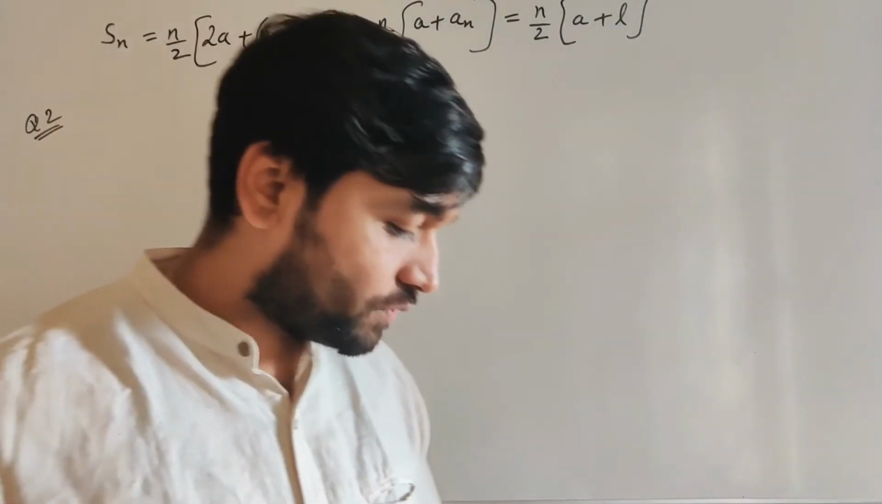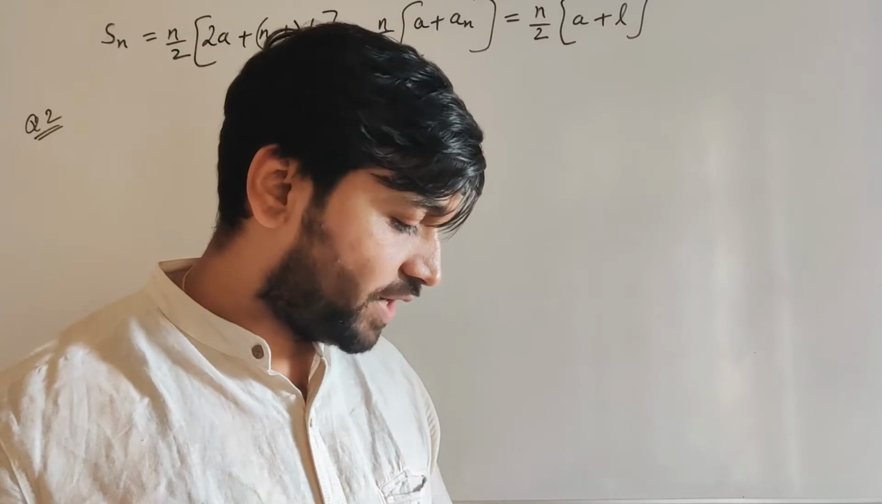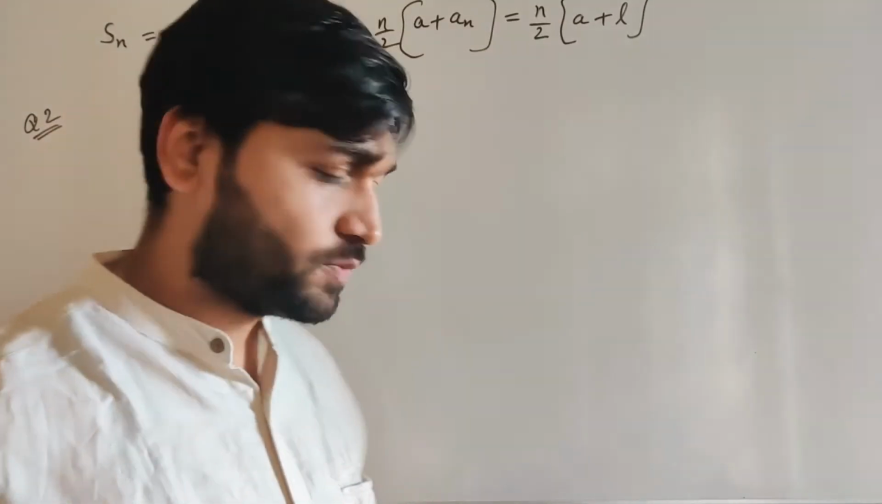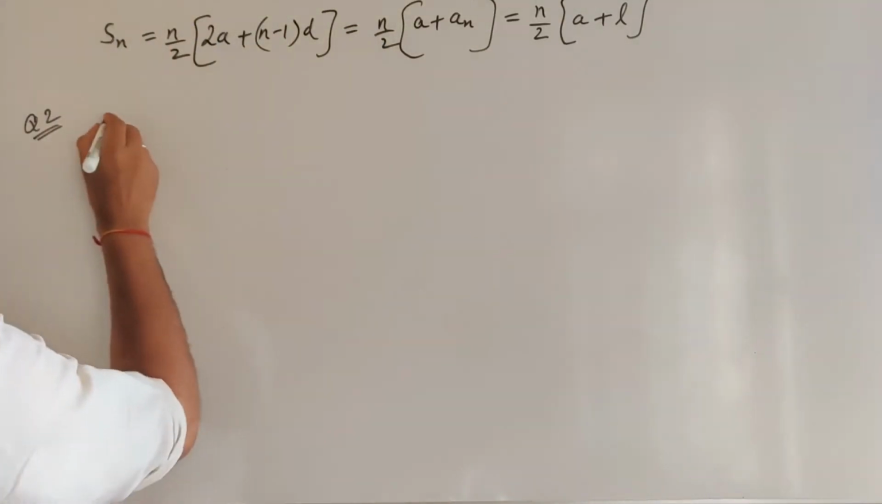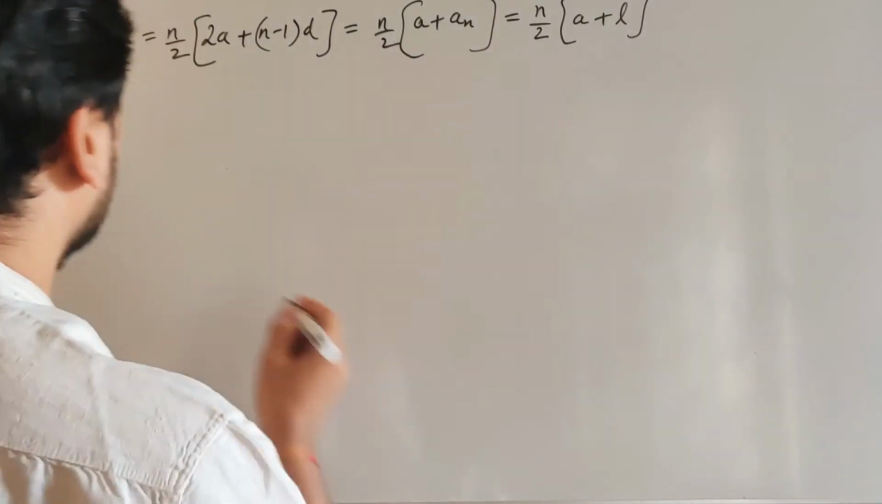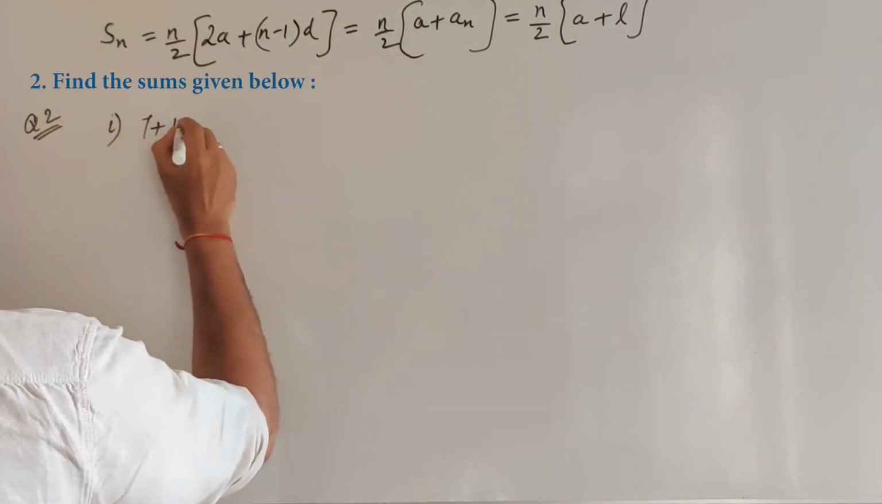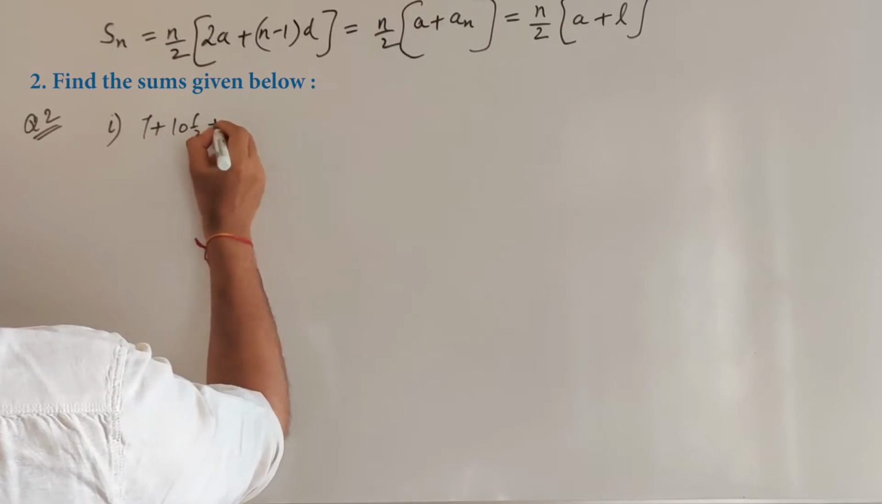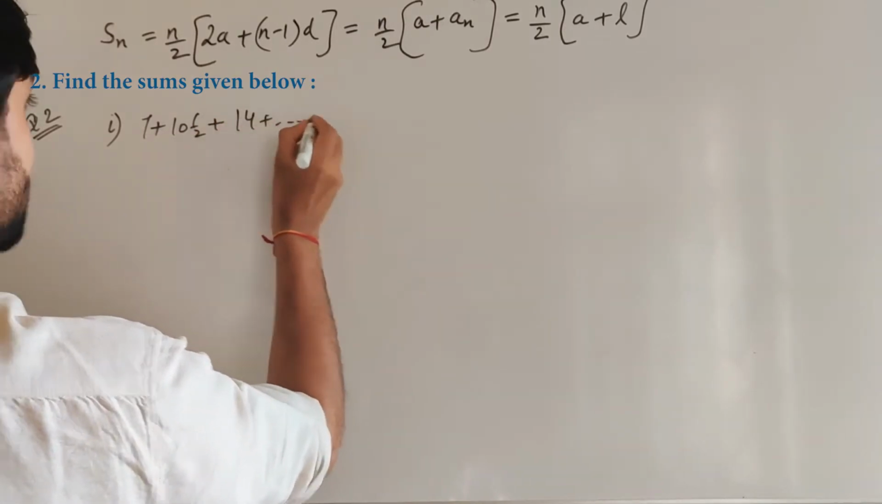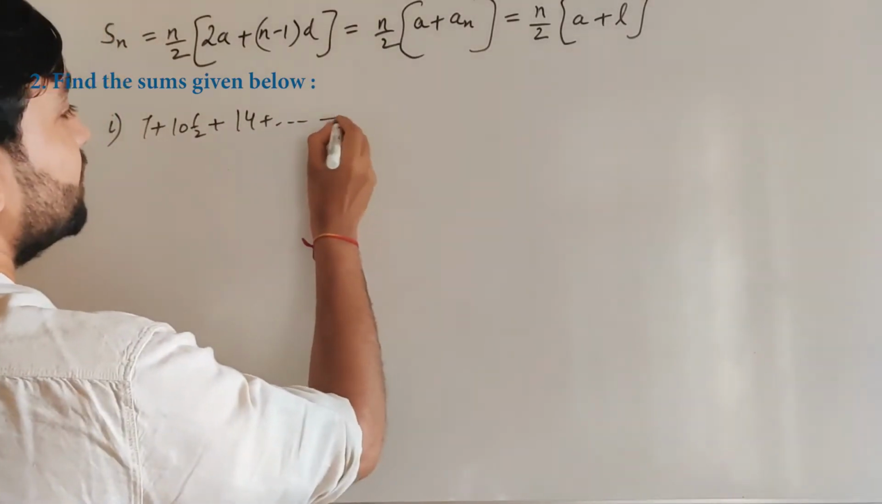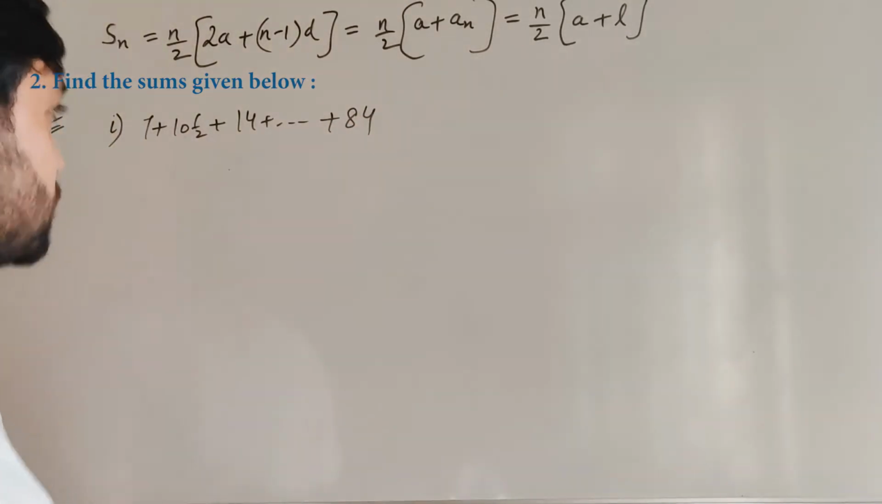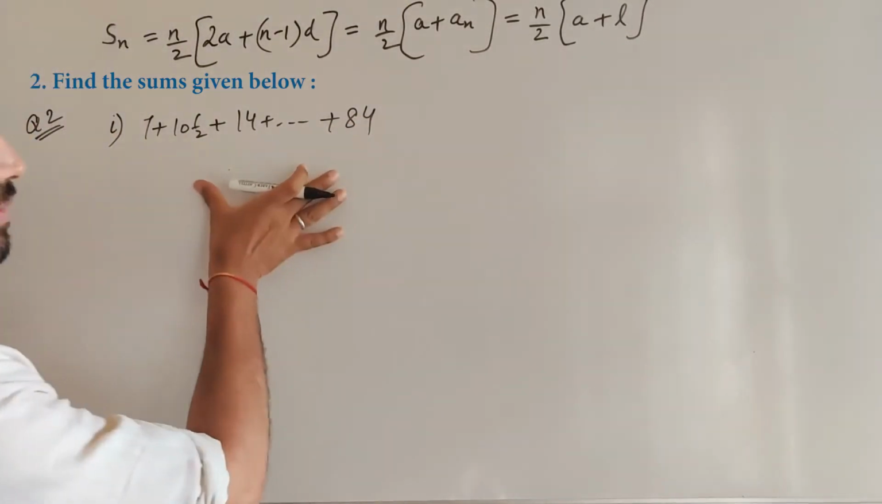Okay, so the next question, question number 2. Find the sums given below. So the first part, I write down the question. It's 7 plus 10 and a half plus 14 plus dash dash plus 84. So you're supposed to find the sum here.